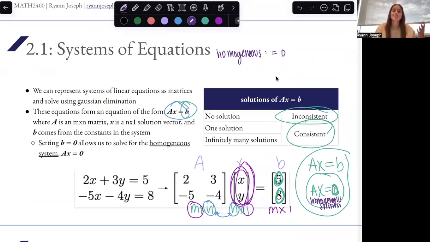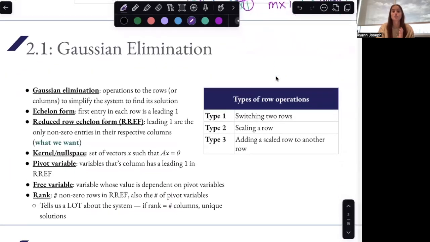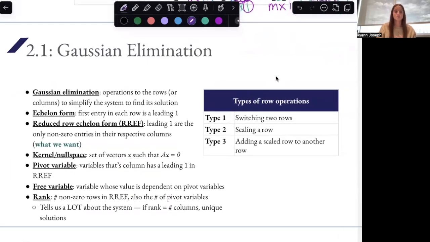So we talked about systems of linear equations, and now we need to talk about what we do in this class to solve these systems of linear equations using matrices. So that brings us to the idea of Gaussian elimination. Gaussian elimination is a process where we perform operations on the rows. So in this class, we do row operations. We switch rows, we scale rows, we add rows. Column operations exist, but don't do them. Just do row operations, move all the rows around, don't move the columns around.